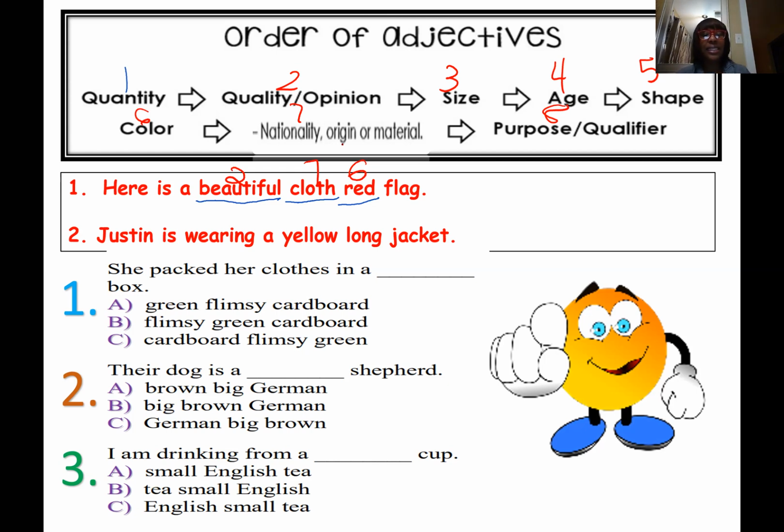We know that our sentence now would be read as, here is a beautiful red cloth flag. But there's something else that we're missing with this video. We're missing the comma. After every adjective, it is very important that we separate the adjectives with a comma. And that's what I'm doing right here. Perfect. Now let's do number 2.